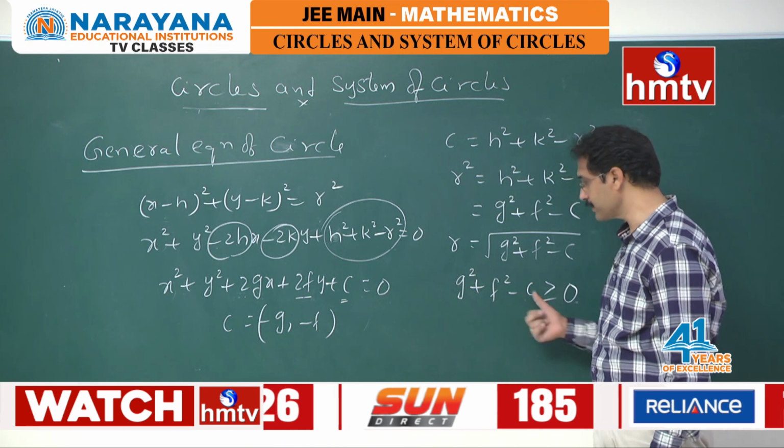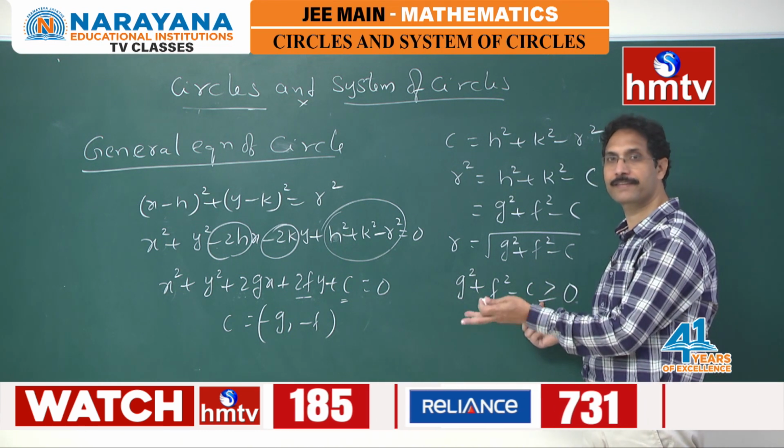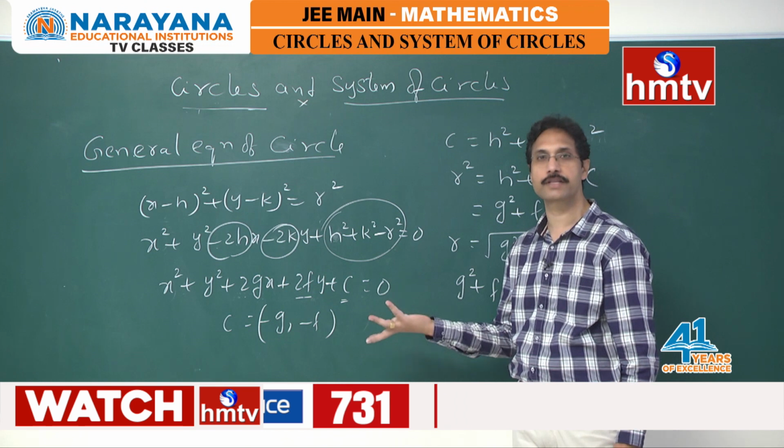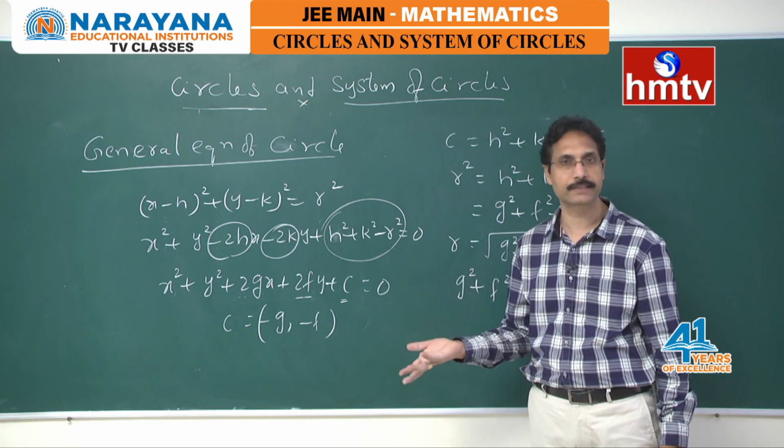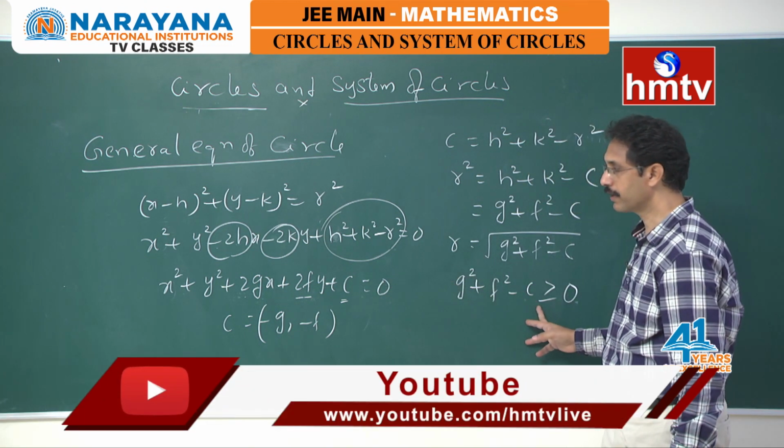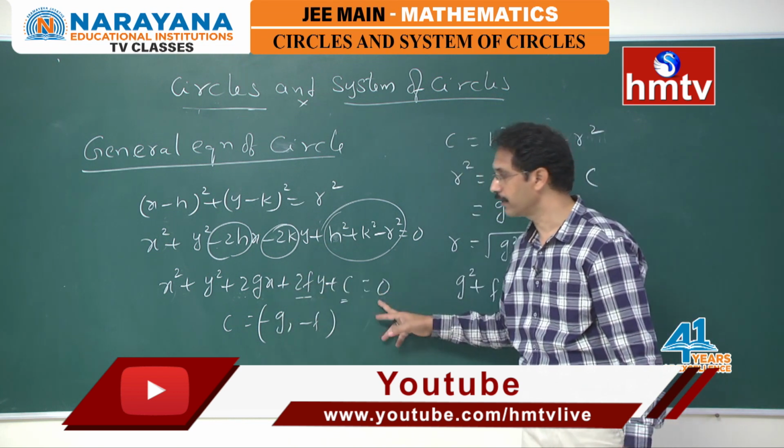Suppose it is less than 0, we can say that it represents a circle, but an imaginary circle is nothing but one we can't touch and we can't see. Okay. In this way, we can write down the general equation of the circle.